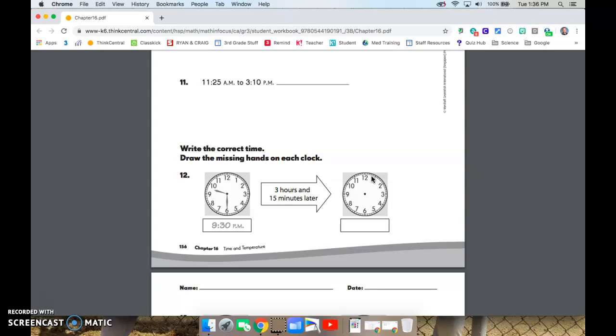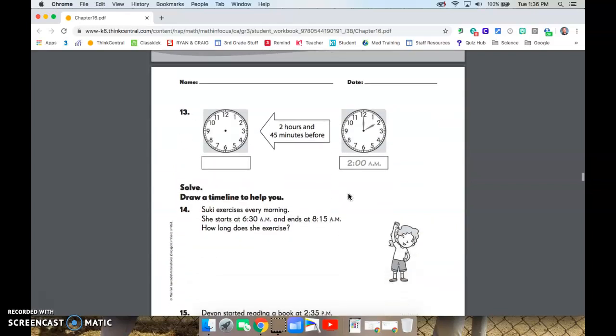Now we're going to work on our minutes. So we have 12:30 down here. We're adding 15 minutes. So we have 12:30, 5, 10, 15 more minutes is right here on the 9. So it's going to be 12:45.